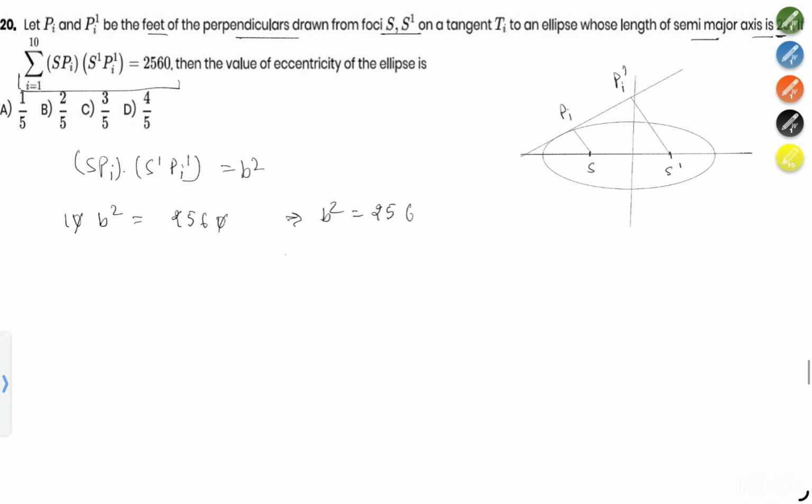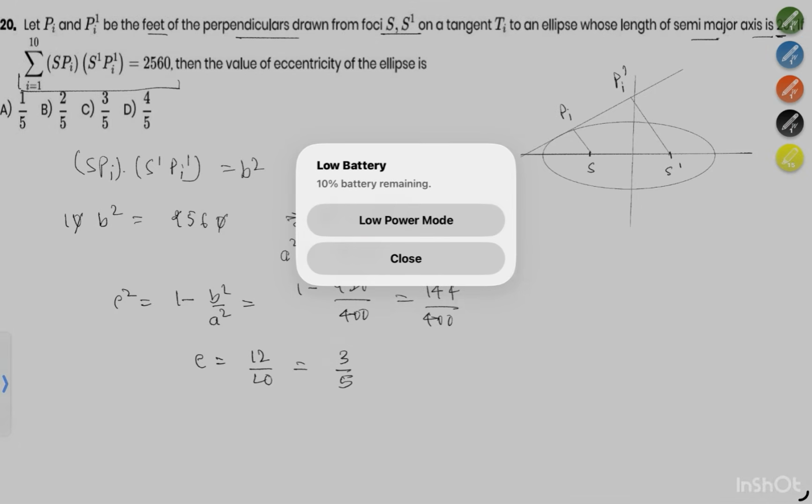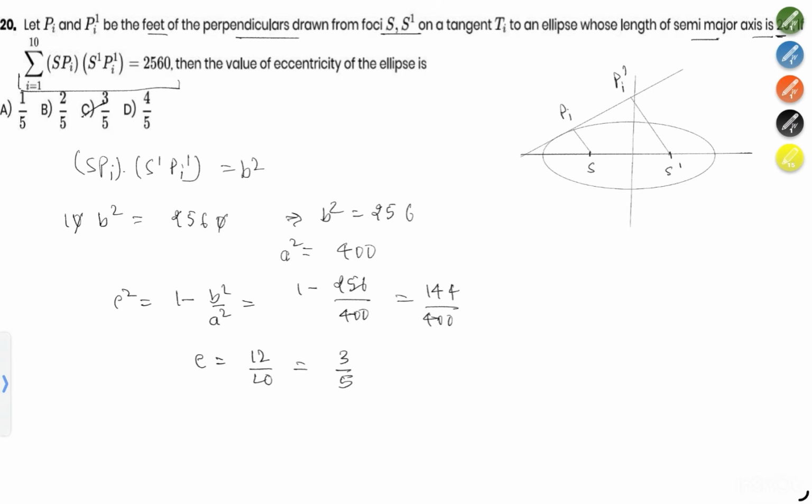So it means they have given the value of a square is 400. So e square is equal to 1 minus b square by a square. Just substitute these values. So you'll get 1 minus 256 by 400, that is 144 by 400. So e value is 12 by 20, which you can cancel out and you will get 3 by 5. This must be the correct answer that we have. C, 3 by 5.